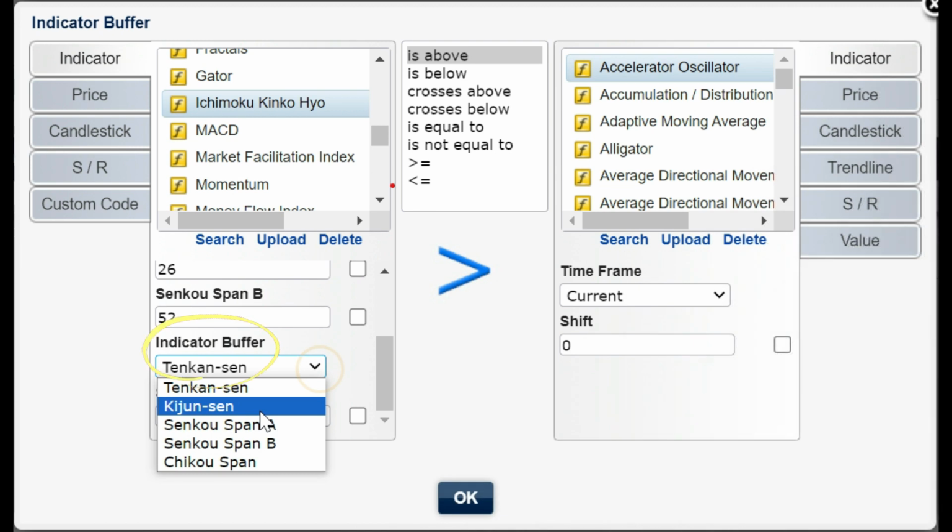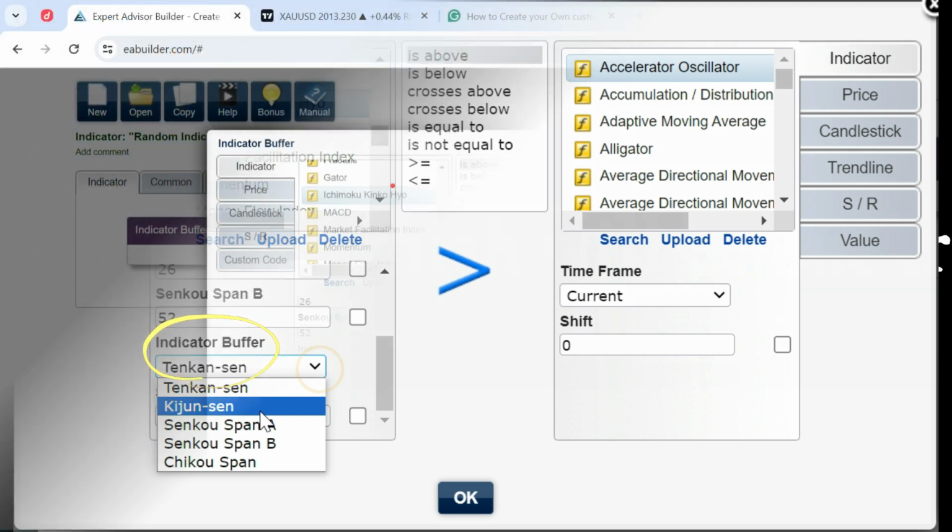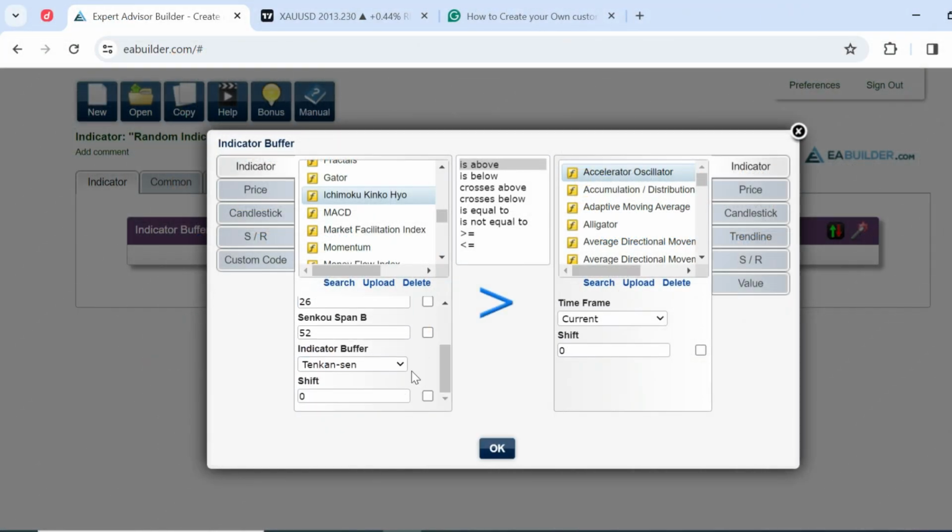Now this is very important. For an indicator with many moving parts, you want to make sure you select the correct indicator buffer. This means that this is the part of the indicator that your strategy relies on to produce the buy and sell signal. So for this example, of course, our indicator buffer is going to be the Kijun-sen, with the period set to the default 26. Also, the shift here refers to the candlestick that the indicator should be getting the data from.